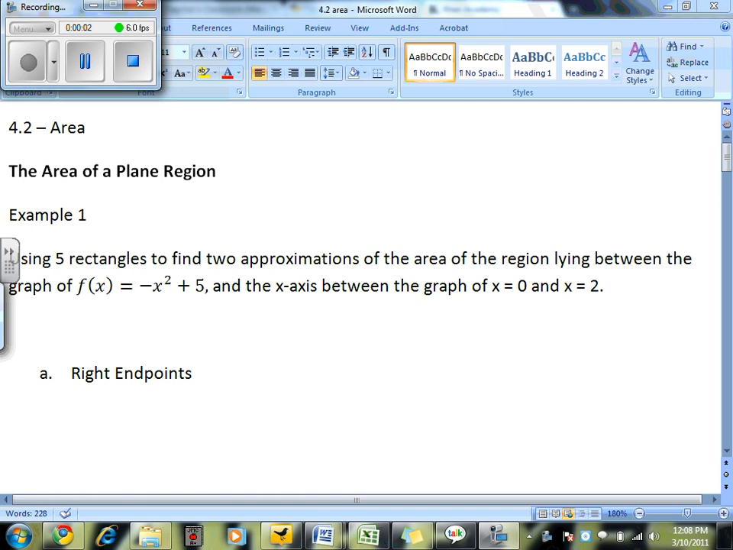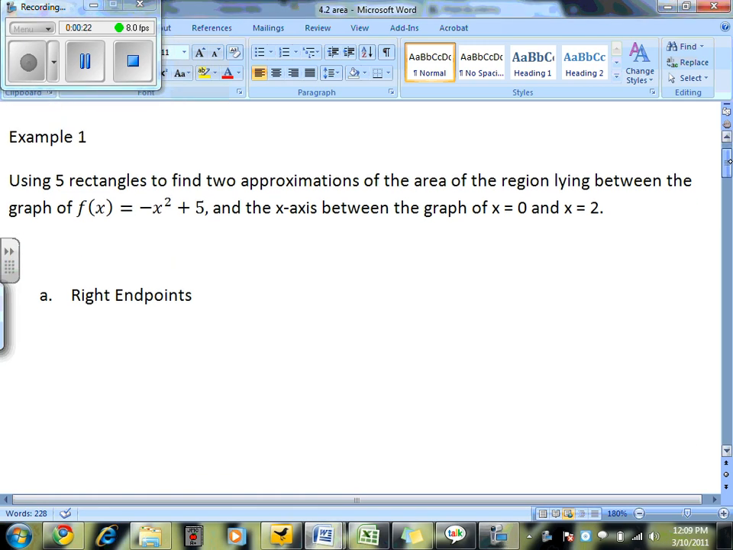Section 4.2 is about the area. We're starting to get into integrals. It's talking about how we use integrals to find areas of basically curved objects here. All right, and I'm going to show you an example of how we got that. And we're going to start setting a base for how we use integrals to find the area underneath curved objects.